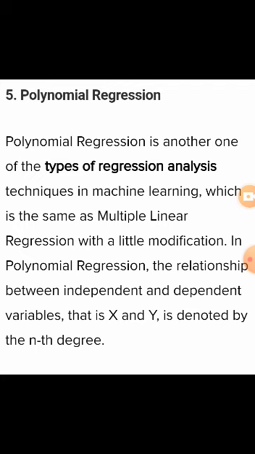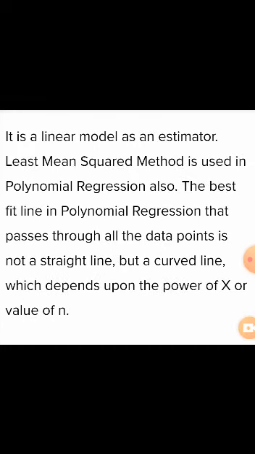Polynomial regression. Polynomial regression is another type of regression analysis technique in machine learning, which is the same as multilinear regression with a little modification. In polynomial regression, the relationship between the independent and dependent variables, that is x and y, is denoted by the nth degree. It is a linear model as an estimator. The least mean squared method is used in polynomial regression also.